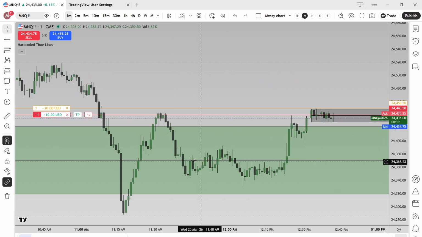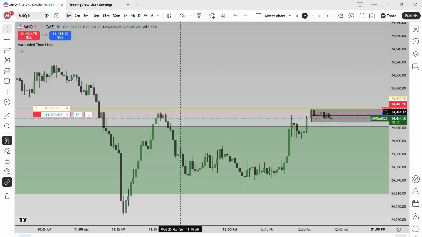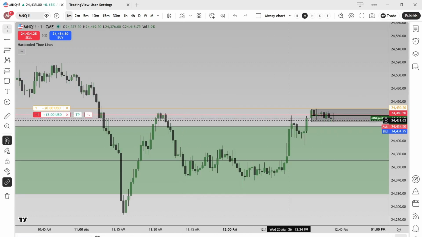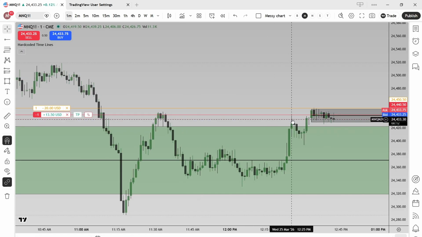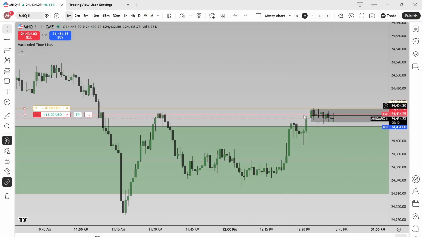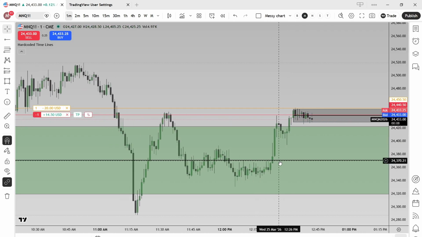So I'm thinking it was going to sweep higher liquidity. Swept this liquidity. Swept old lunch macro liquidity here. And now I'm looking for a run to this low.